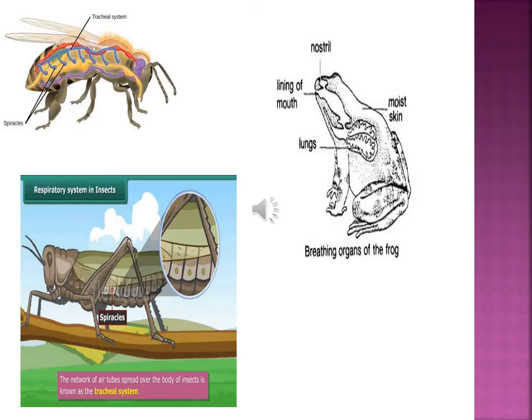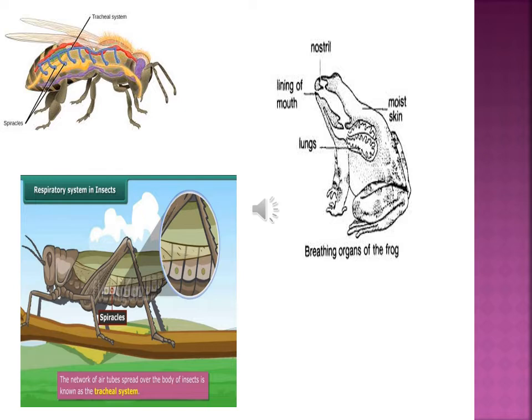Now, respiration in insects and frog. First, insects like grasshopper and cockroach have a respiratory system consisting of a network of thin air tubes called tracheae. You can see a network of tubes in the first picture spread into the whole body of the insect, and these air tubes have tiny openings called spiracles on the side of their body. You can see small holes in both pictures. They are known as spiracles.